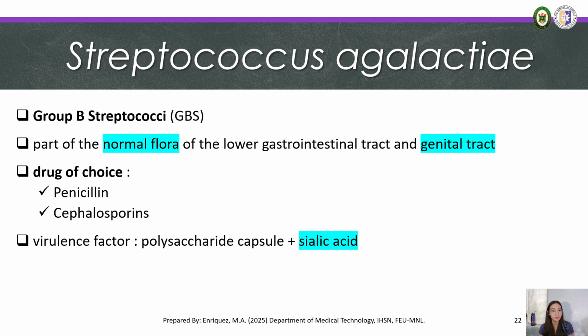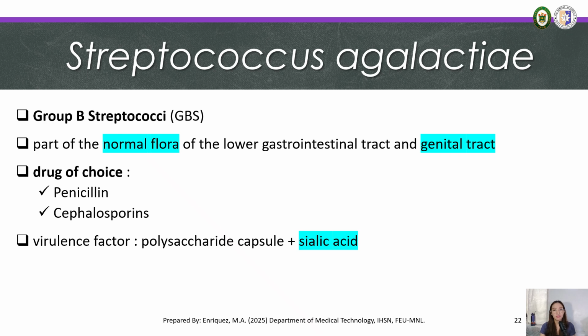Next is the group B Streptococci or Streptococcus agalactiae. So all strains of Streptococcus agalactiae have the group B specific antigen, which is why in the Lancefield grouping, they are the group B Streptococci. They may be found as part of the normal flora of the lower gastrointestinal tract and the genital tract. Okay?